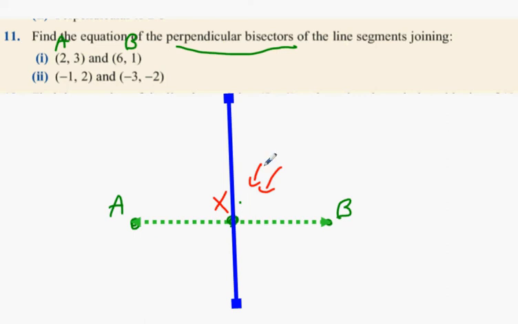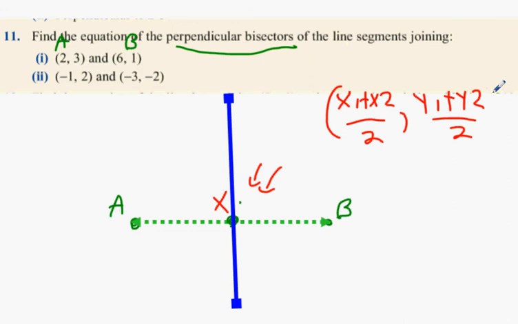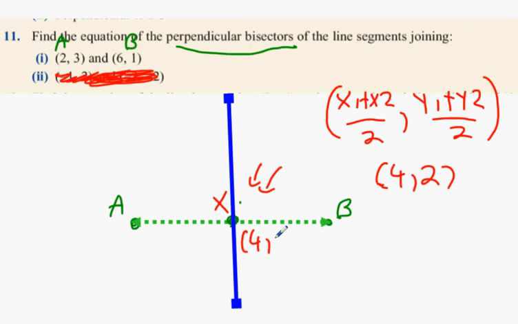Okay, anybody tell me how to find x? First exercise we did in this chapter. Yes? x1 plus x2 over 2, y1 plus y2 over 2. That is the midpoint. So, let's add them together. 6 plus 2, 8 divided by 2, 4. Let's add the y's together. 3 plus 1, 4. 4 divided by 2, 2. Everybody happy that the midpoint is 4, 2?